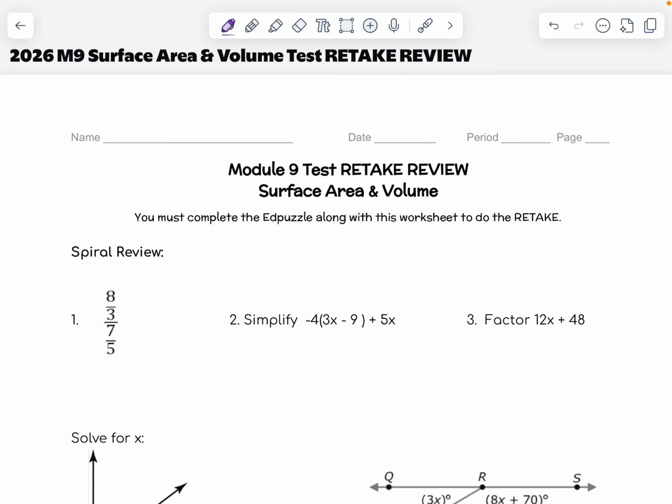This is your retake review. Make sure you do the EdPuzzle that goes along with this. I guess this is your EdPuzzle. All right, here we go.